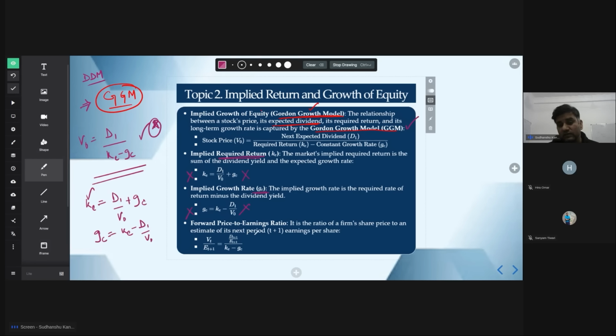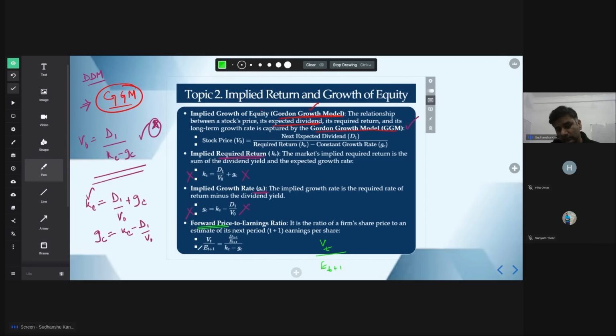Right? Next one, forward price to earnings ratio. Now you haven't studied what forward price is. Forward price is basically the firm's share price estimate for the next period. So that is your forward price. Here they have given the forward price to earnings ratio. So forward price is your VT, divided by ET plus 1. Now you will be surprised, sir, why is this ET plus 1?